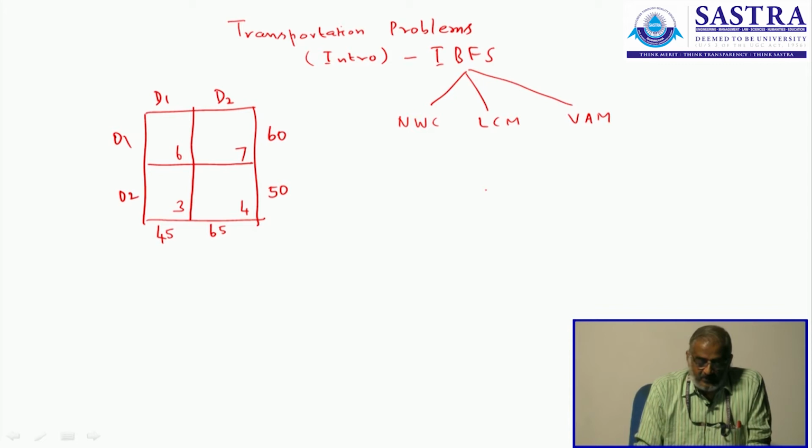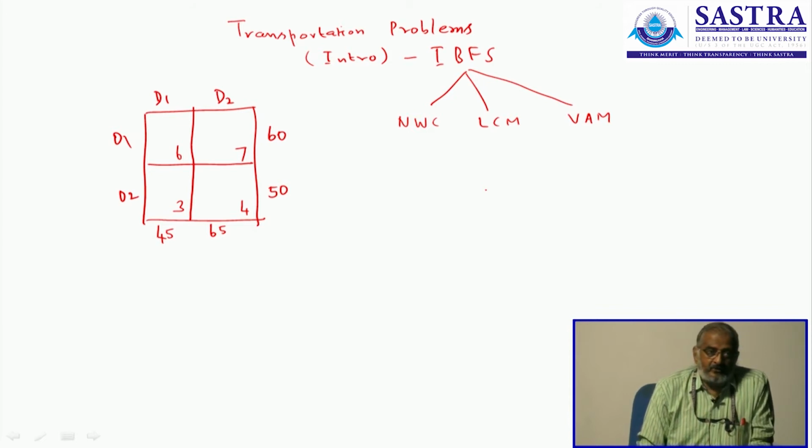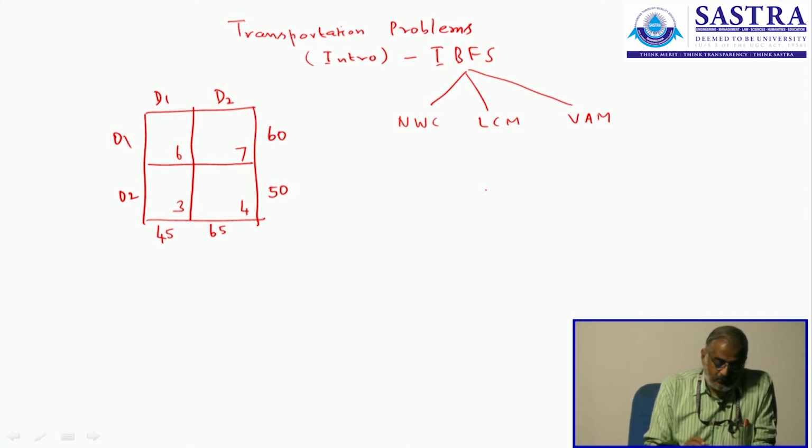Now to introduce the transportation problem, let me take a 2x2 transportation problem as shown in this table. We have two origins and two destinations. Origin 1 has 60 items of a particular commodity, origin 2 has 50 items of the same commodity. These 110 items are to be transported to destination 1 and destination 2, where the requirement at destination 1 is only 45 units and the requirement at destination 2 is 65 units.